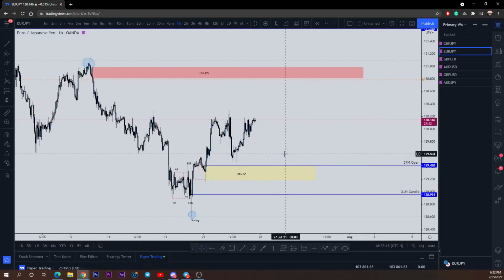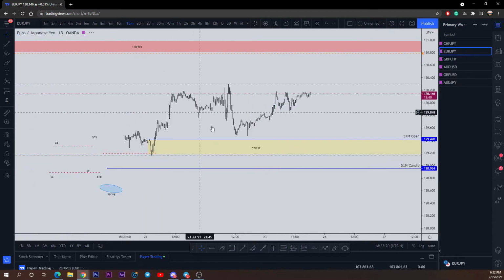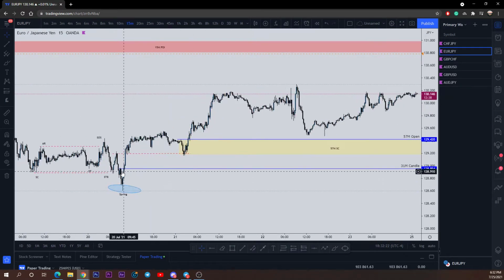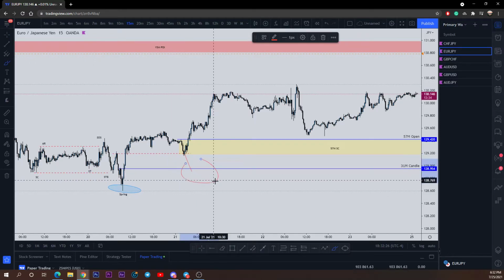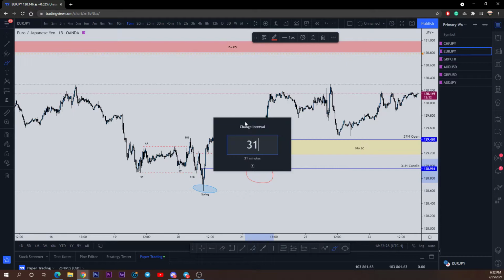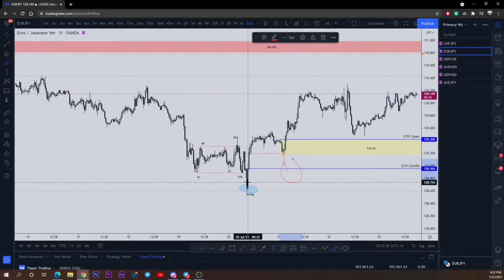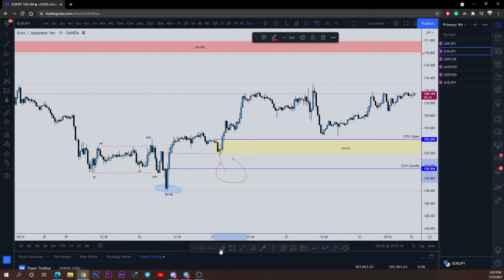Same thing that happened with the other JPY pairs. We have this spring here. The market just didn't come down here. This is where I was looking for buys. I believe it was a clean 31-minute candle. Yeah, here it is, the sell to buy. I was looking for buys here, and the market just said forget that. So it is what it is.